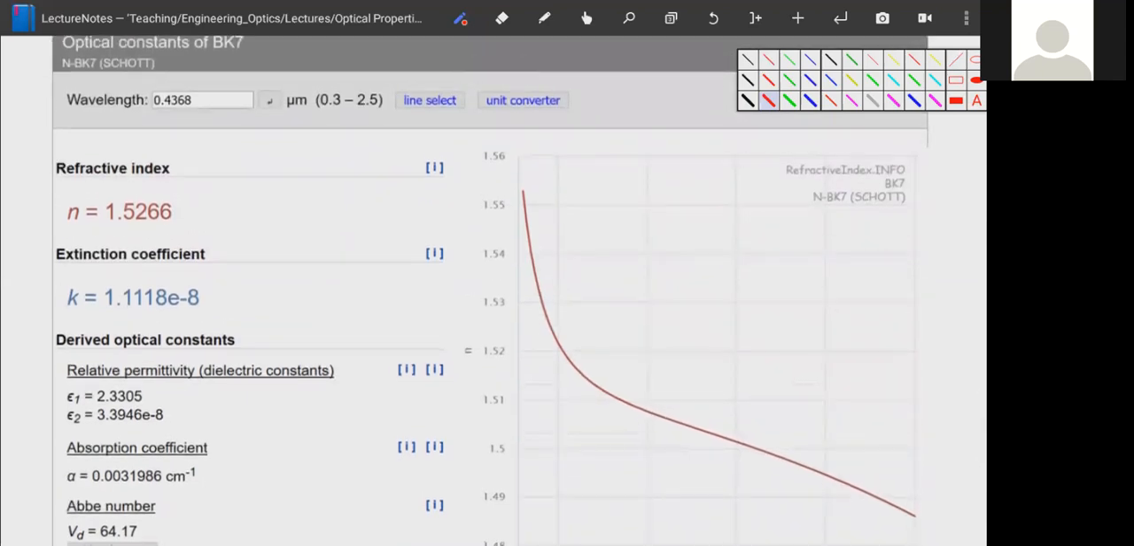Refractiveindex.info here. We're looking at a material called BK7. It's a formulation for glass which is very popular for making lenses. Not cheap lenses, but certainly not expensive lenses. It's just a really standard lens material.